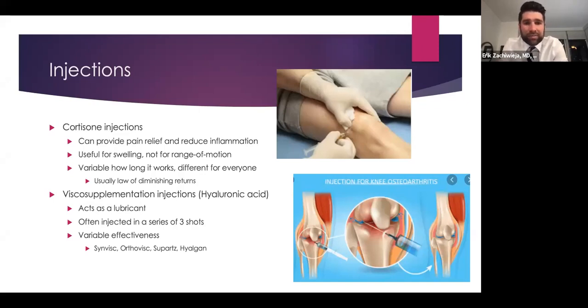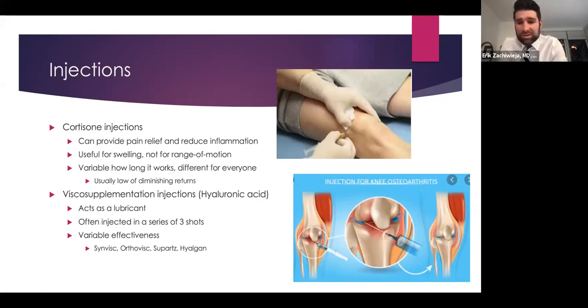Another type of injection option that we have are called viscosupplementation injections, also called gel shots, you may have heard, which essentially is comprised of hyaluronic acid. And this is essentially the material that our joint fluid is made out of. So I describe viscosupplementation injections essentially as injecting an artificial lubricant into the joint. So it acts similar to a motor oil to help the parts moving smoothly. Again, this does not cure arthritis. It is a temporary relief measure.